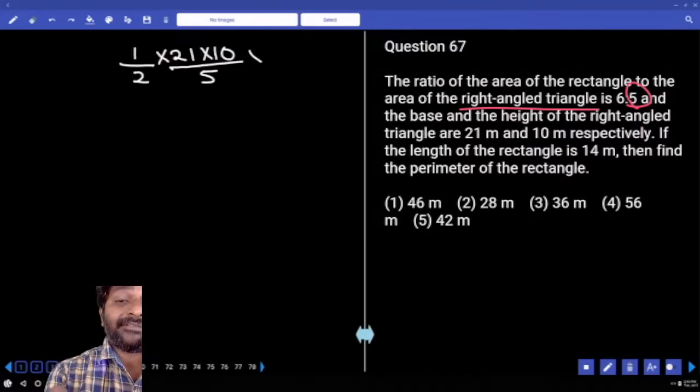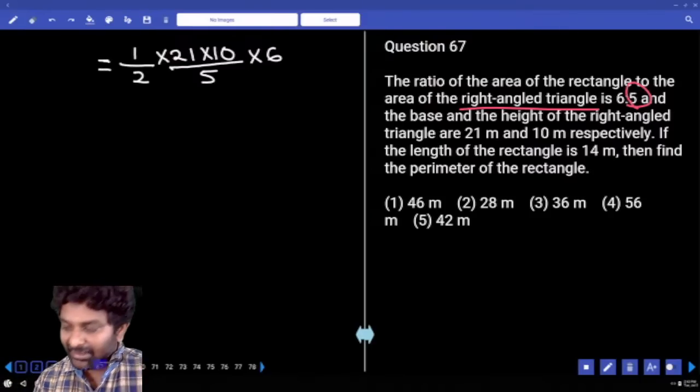Now I want the area of the rectangle, which is 6 parts. So I will multiply it with 6. If you simplify this, what do you get? Area of the rectangle.